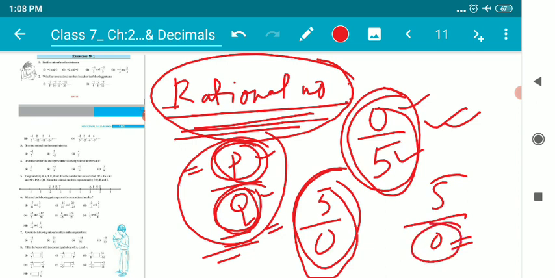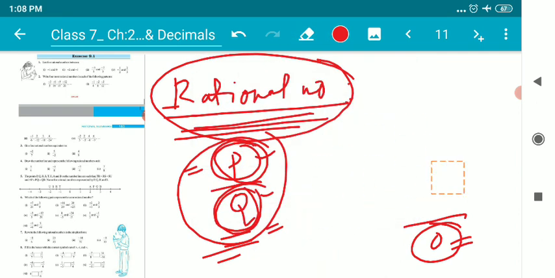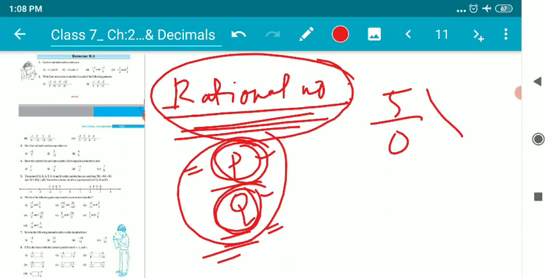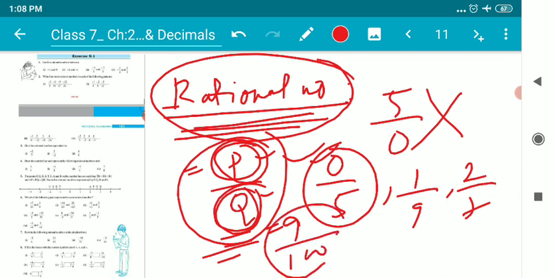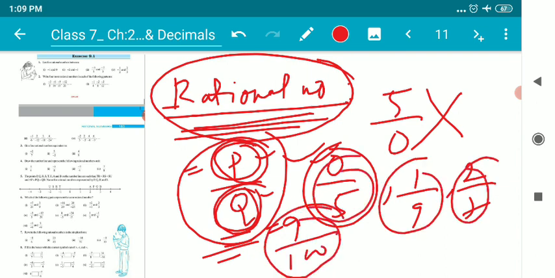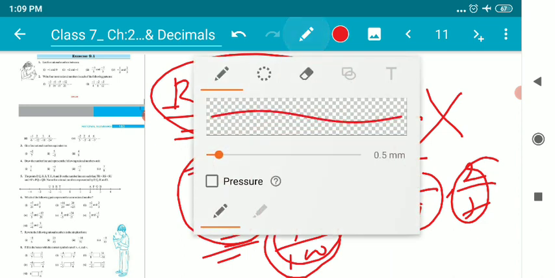Whenever we try to divide any number by 0, it gives out infinity. So children, it is really important to understand that we cannot divide any number by 0. So this is an invalid format, but we can write 0 by 5. 0 by 5 is an example of a rational number. So 0 by 5, 1 by 9, say 2 by 7, say 9 by 100, all these numbers are in rational number format. That means they are rational numbers.